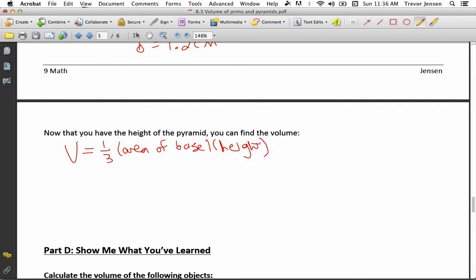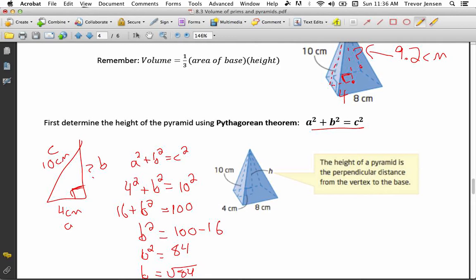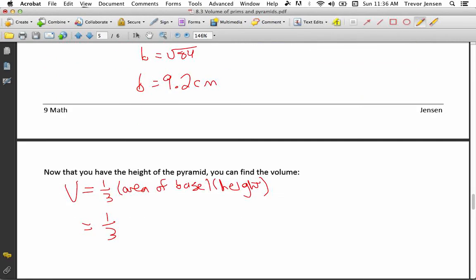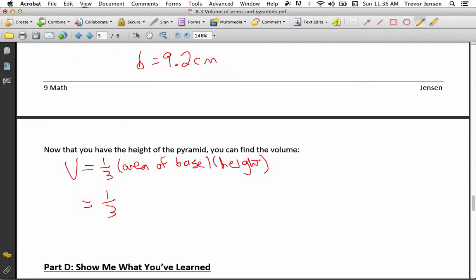Okay, so how do I find the area of the base? Well, it's a square. So I know the base is 8 by 8. So I know the area of the square is the length times width, which is 8 times 8. So area of base is 8 times 8. And I just solved for the height of the prism, or the pyramid, sorry. The height of the pyramid is 9.2.